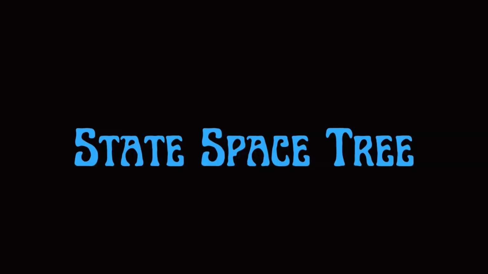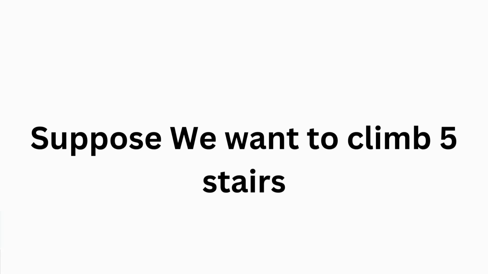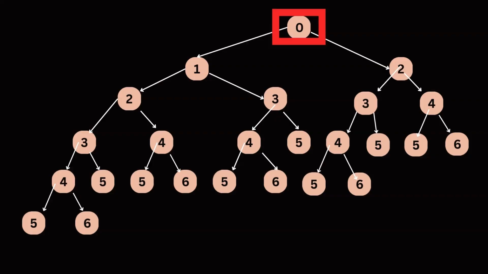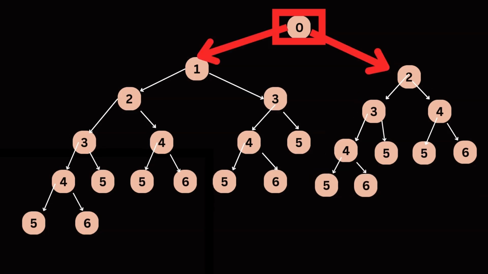Now if we want to visualize it through a state space tree, suppose we want to climb 5 stairs and at each step 2 choices are there, of 1 or 2 steps. Then the state space tree would look like this. First we are at 0, and then we want to climb 5 stairs, so we have two options coming from the zeroth stair, that is 1 or 2 steps.